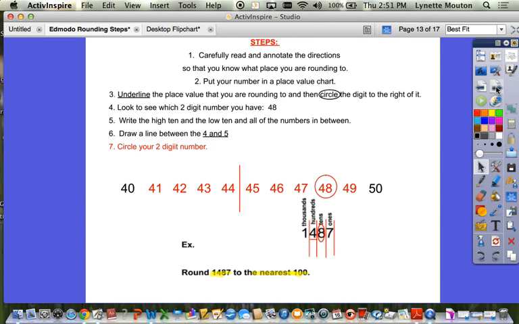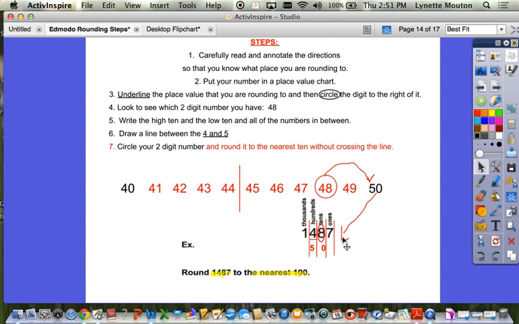Circle your two-digit number. There it is, 48. And then, since the wall is between the 4 and the 5, you go to 50. Very good. And what you were saying is round without passing the wall. Very good, going over the line. Round your number without going over the line. Who wants to tell me about this step right here? What are we doing here?